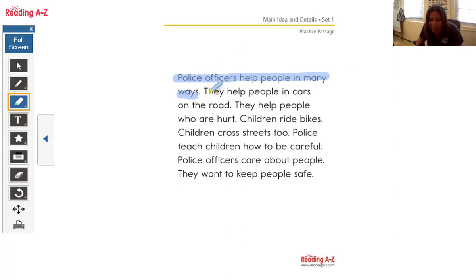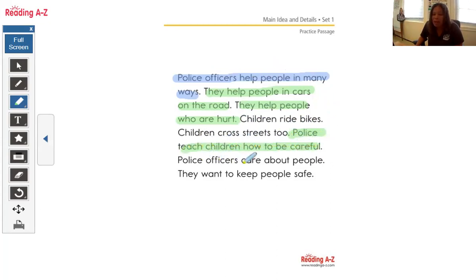Well, I'm looking at the second sentence. They help people in cars on the road. That's one way. They help people who are hurt. That's another way that police officers help people. Children ride bikes. Does that tell us how police officers help people? Nope. Children cross streets too. Does that tell us how police officers help people? Nope. Police teach children how to be careful. Yes, that's a way that they help people.